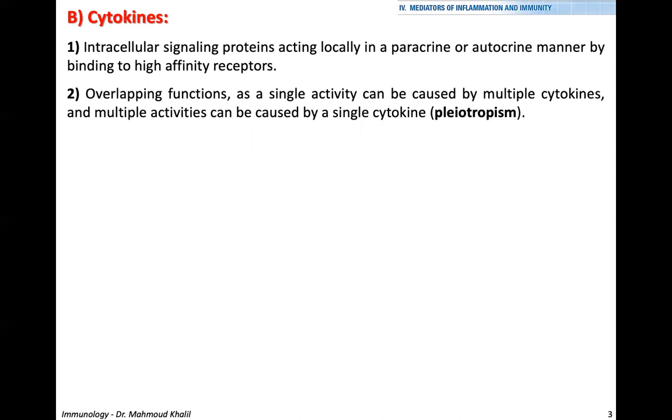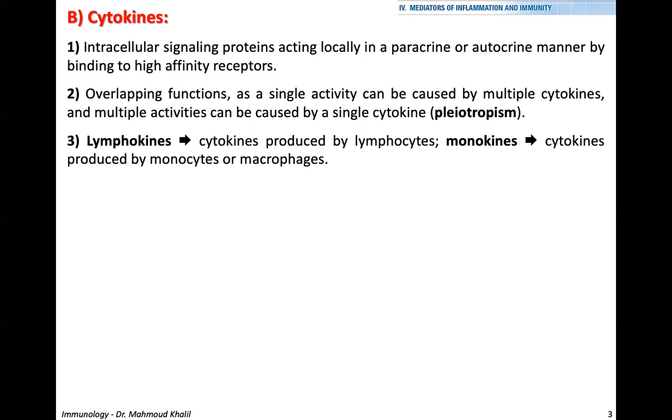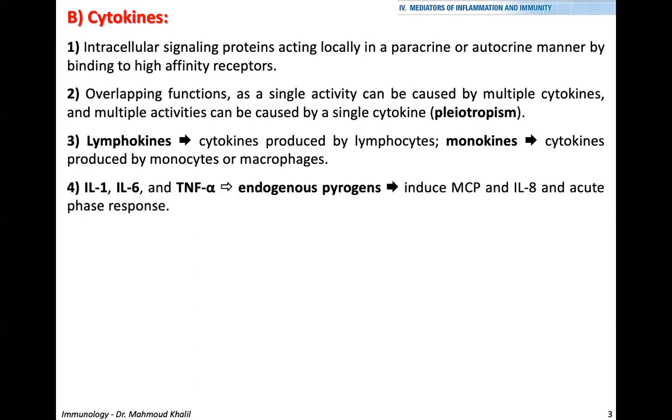And this process, of course, is called pleiotropism. Lymphokines, for example, are cytokines produced by lymphocytes, while monokines are cytokines produced by monocytes or macrophages. Interleukin 1, 6, and TNF alpha are collectively called endogenous pyrogens, and they induce MCP, interleukin 8, and the acute phase response.